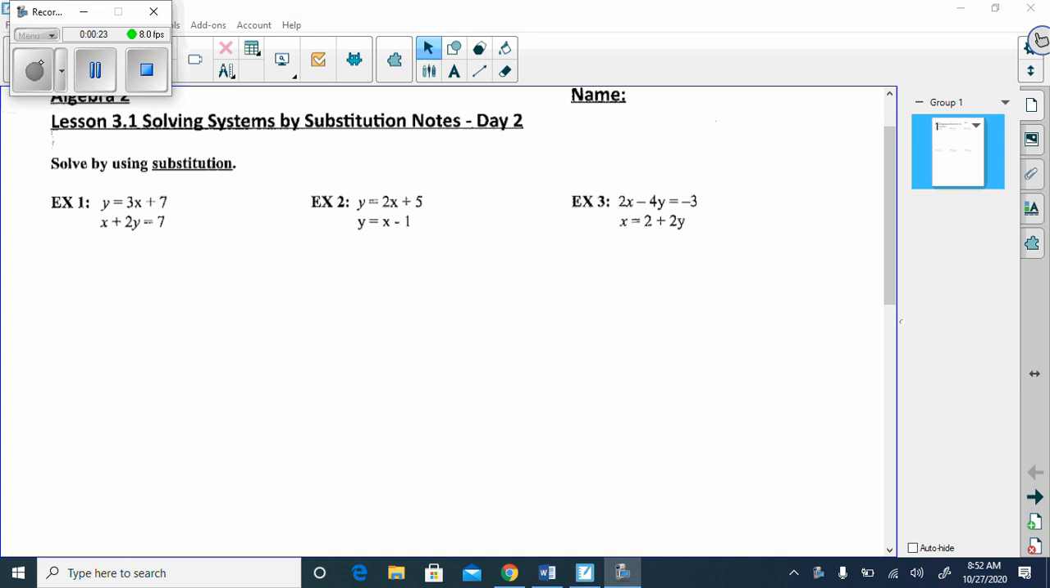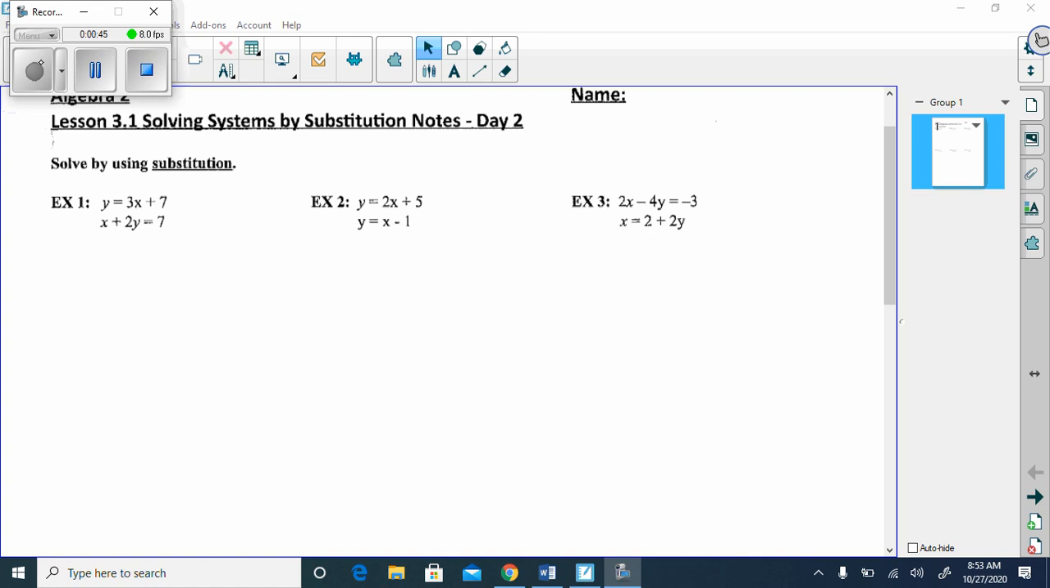In order to do this, you have to have one variable on one side of the equation all by itself. So like here, you see we have y equals everything else. That y is all by itself. You have to have that in order to use this method. So if it's not like that, you're going to have to solve to get some letter all by itself.